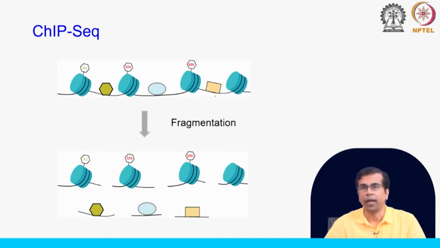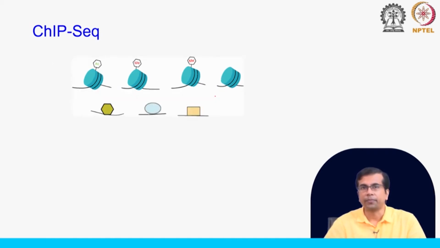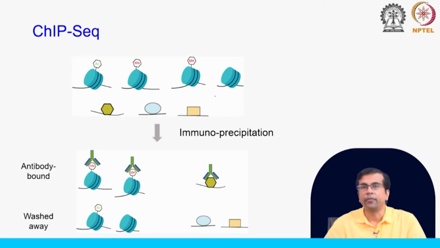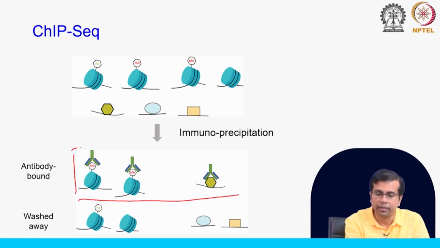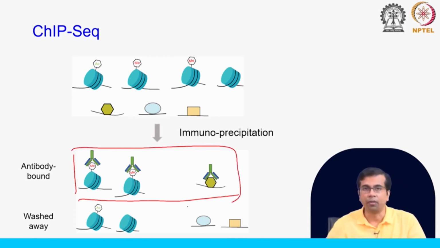Once we have this fragmentation, we get the fragments and we do the immunoprecipitation using antibody. Now we can design antibodies that will detect specific methylation patterns on histones, or we can design antibodies against proteins, transcription factors, chromatin remodelers, or any other protein that binds DNA. Once we have this immunoprecipitation, we are pulling down these regions of genome, and the rest of them are washed away in this process.